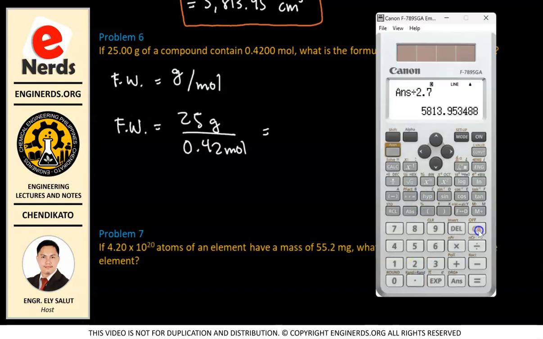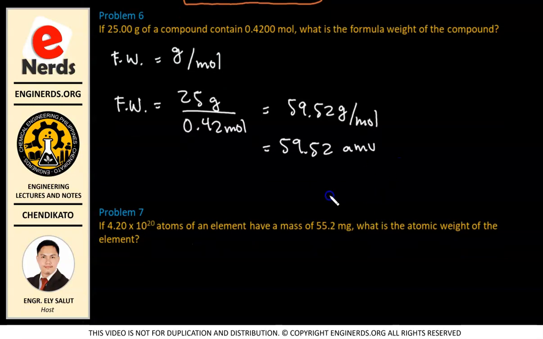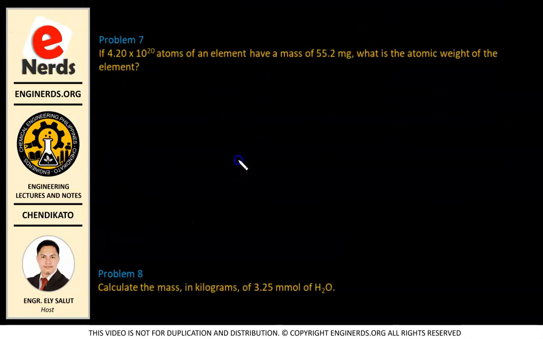So what should be our answer here? Let us use our calculator. We have 25 divided by 0.42, which gives 59.52 grams per mole. Sometimes this is also expressed as 59.52 atomic mass units, and we have learned that before in our previous lesson. So this is our final answer for this problem. Now let's go to problem number 7.